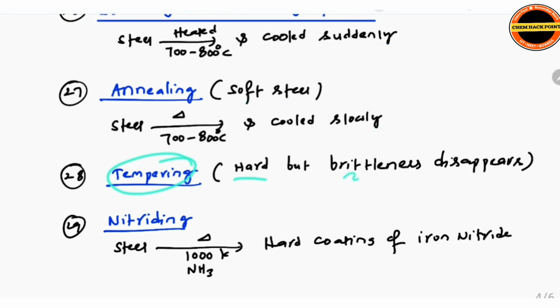Tempering: hard but brittleness disappears. So during this process, tempering, the steel is hard but brittleness disappears. Tempered steel means hard but brittleness disappears.